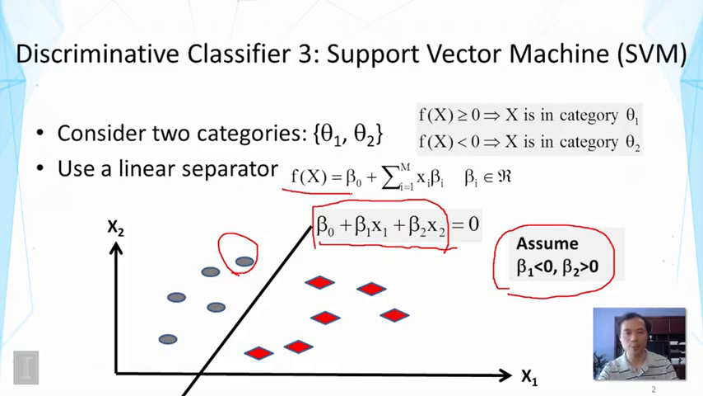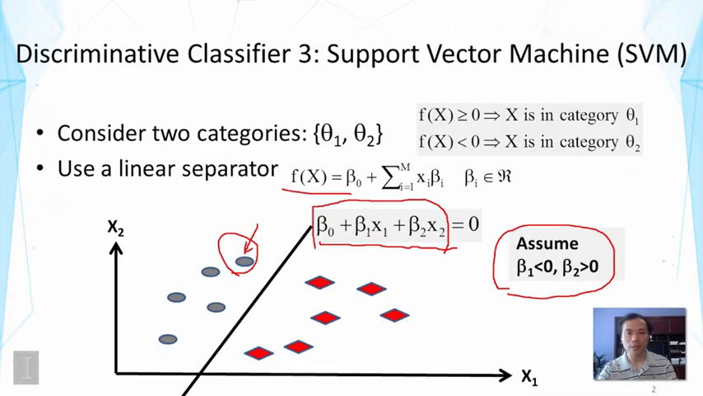Intuitively, this line separates these two categories. So we expect the points on one side would be positive and the points on the other side would be negative. Now the question is, under the assumption that I just mentioned, let's examine a particular point like this one. Right? So what do you think is the sign of this expression?